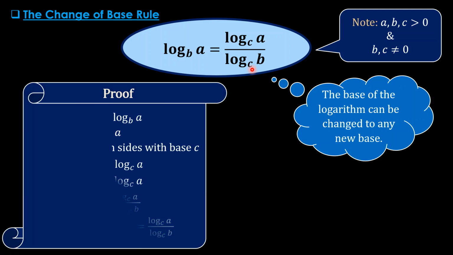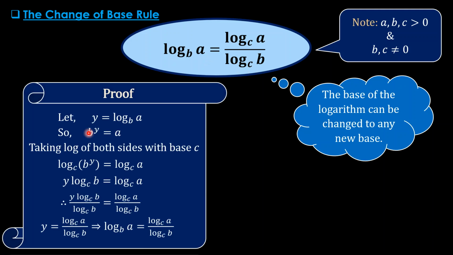Proof: Let y equal log a to the base b, so b to the power y equals a. Taking log of both sides with base c, we get log b to the power y to the base c equals log a to the base c. So in this equation we are taking the logarithm with respect to base c.